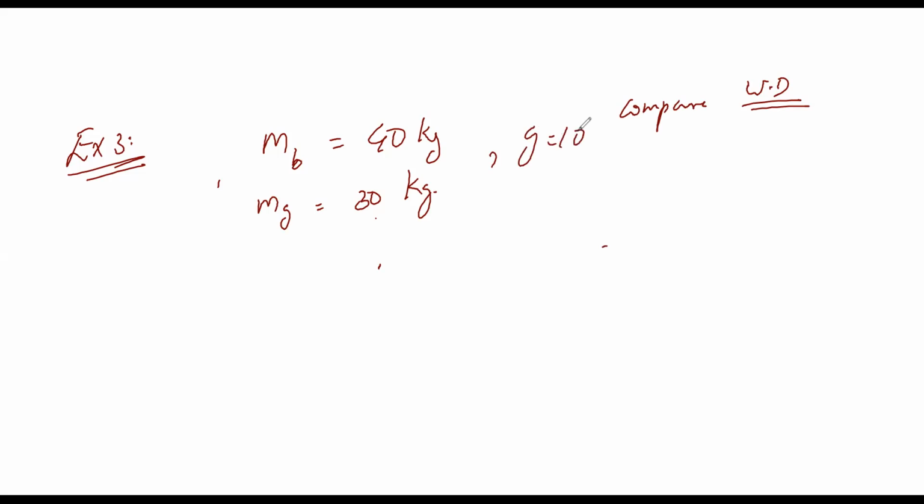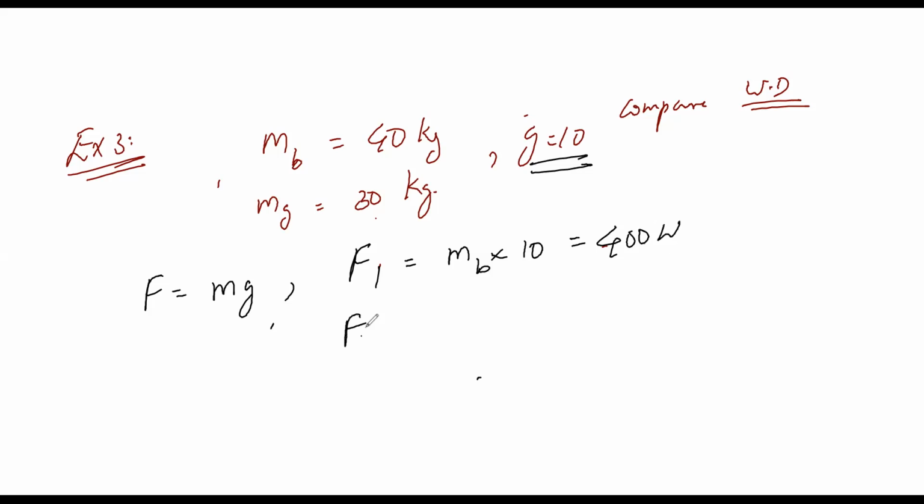So first thing, even if you don't know anything, you should start with the force formula. F is equal to what? mg. So for the first one, the force by the boy, F1 is equal to mass of the boy into gravity. Gravity is given as 10 in the question. So 400 Newton. F2 is equal to mg into 10, so 300 Newton.